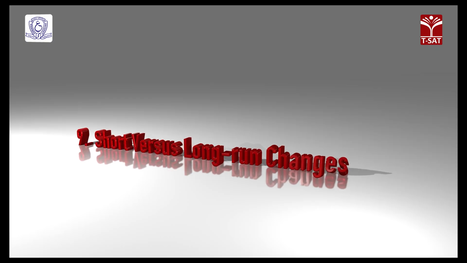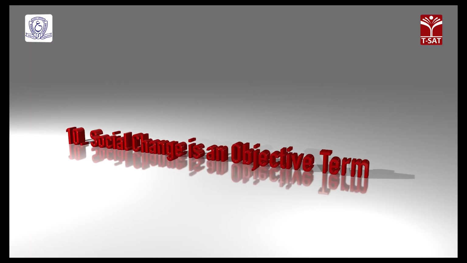Short versus long run changes. Some social changes may bring about immediate results, while some others may take years and decades to produce results. Social change is an objective term. It has no value judgments attached to it. To the sociologist, social change as a phenomena is neither moral nor immoral. It is amoral. It means the study of social change involves no value judgments. It is ethically neutral.